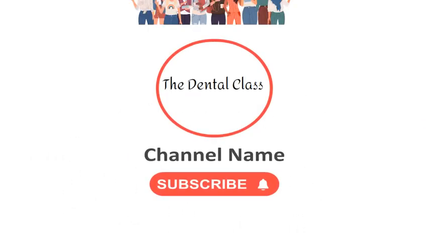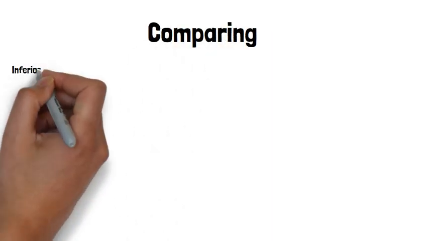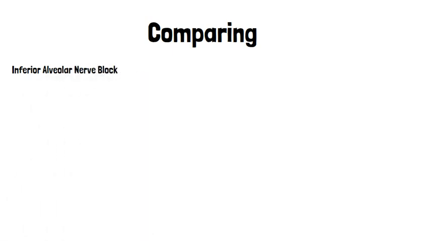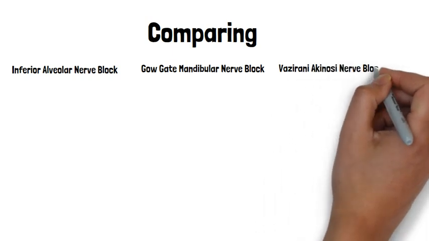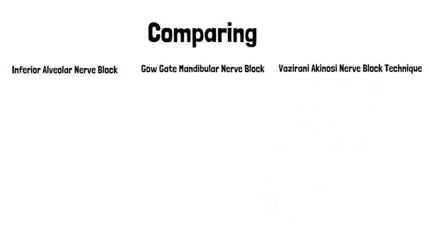In this lesson, we will be comparing the inferior alveolar nerve block, the Gow-Gates nerve block technique and the Vazirani-Akinosi nerve block technique. If you haven't seen my videos on all these three techniques, I'll mention the link of those videos in the description below. Starting the topic, the basic steps are the same in all these three techniques.